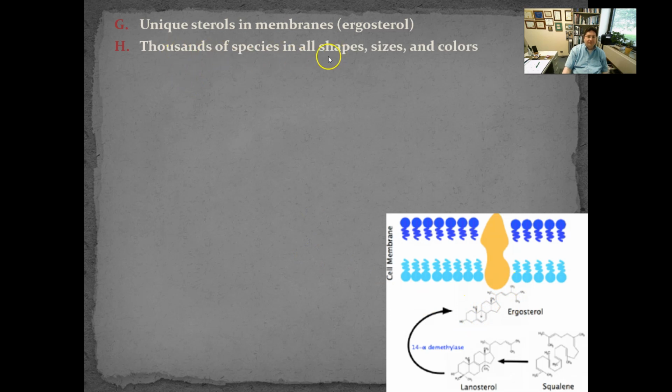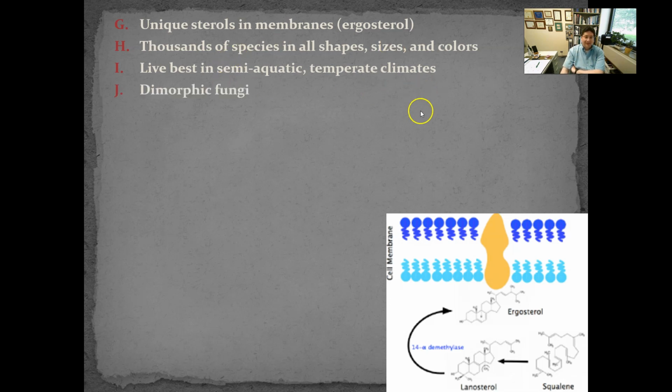There are thousands of species that come in all shapes, sizes, and colors. Fungi live best in semi-aquatic, not too wet, not too dry, and temperate, not too hot, not too cold climates, which is here. Okay, where we live, molds, mushrooms, and yeast do quite well. It's a pretty average climate. Sometimes fungi, interestingly, can be dimorphic. Now remember, morphic or morph referring to body, shape, or form. Di meaning two. So two shapes are formed.